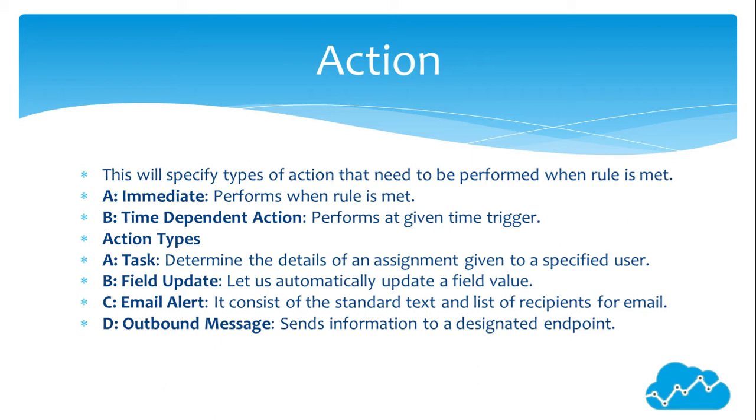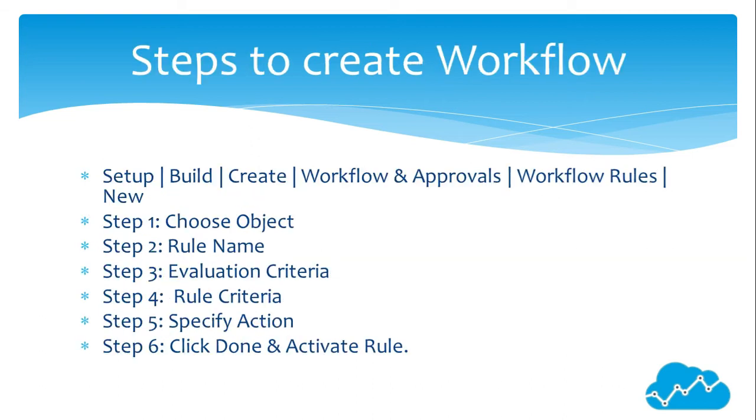Action types. Task: determine the details of an assignment given to a specified user. Field update: lets us automatically update a field value. Email alert: it consists of the standard text and a list of recipients for the email. Outbound message: sends information to a designated endpoint.